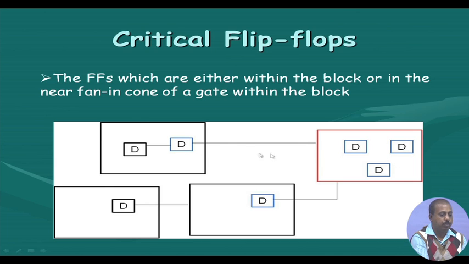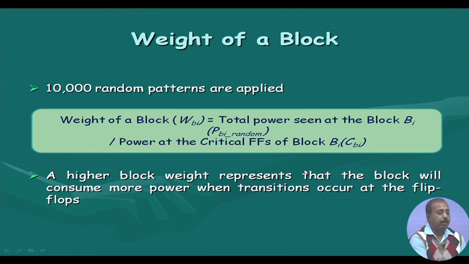Any flip flop which is inside the block is definitely critical for that block, because any transition there will affect the gates in that block. And also the flip flops in the previous stage, like from this block, this flip flop is feeding this. So naturally this also becomes a critical flip flop for this block, and this also becomes a critical flip flop for this block. This way all the critical flip flops are identified. Once we have identified the critical flip flops, then we apply 10,000 random patterns.